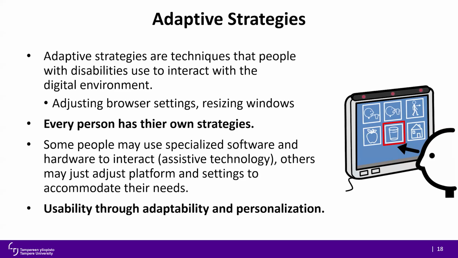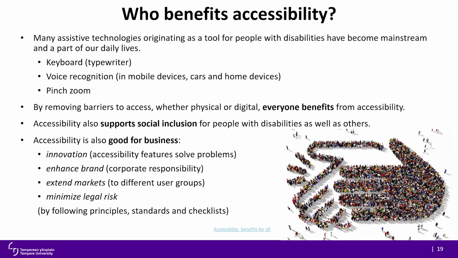And some people might use specialist software and hardware, like I said, this assistive technology that I was presenting. Others may adjust platforms and settings to accommodate their needs. There are a lot of things, and basically we create usability through adaptability and personalization. And quite often, for example, when somebody has an accident or illness, and one becomes in need of assistive technologies and of coping with adaptive strategies, there are people who help them on an individual basis to do that.